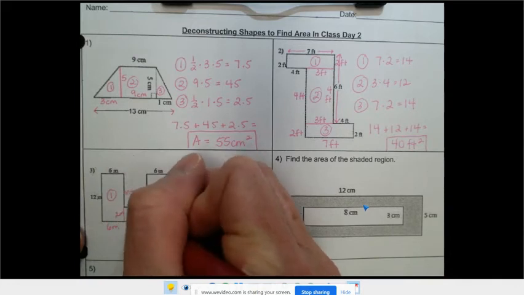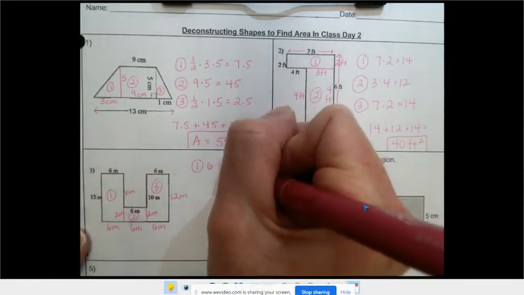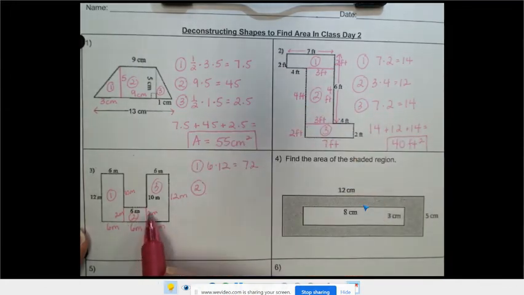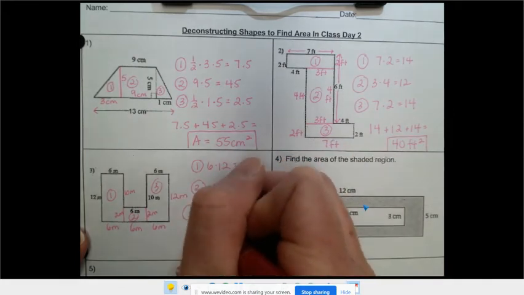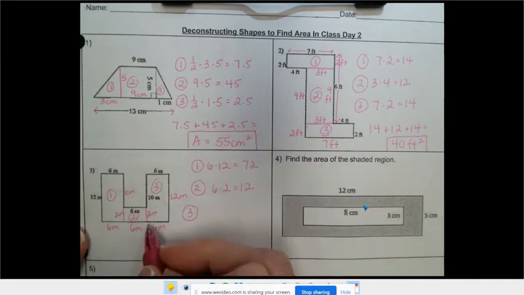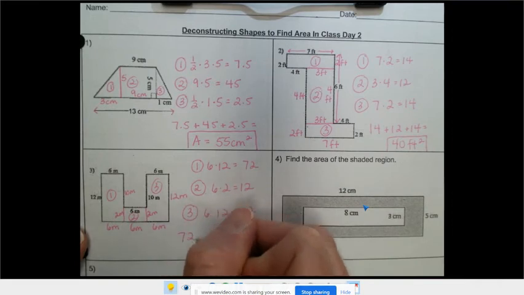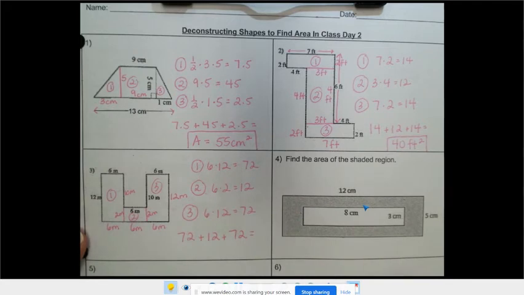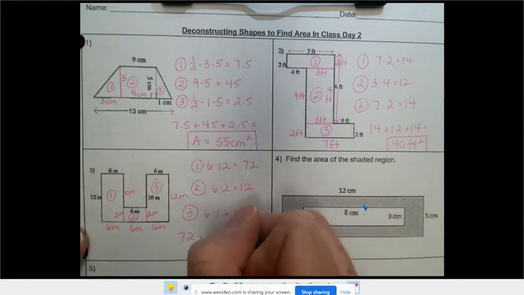So now I have enough to solve it. Here, base times height, so remember that's 6 times 12, just 72. Here, 6 times 2, which is 12. And then for number 3, again, 6 times 12 is 72. So 72 plus 12 plus 72. When I add that all together, you should have gotten 156 square meters.